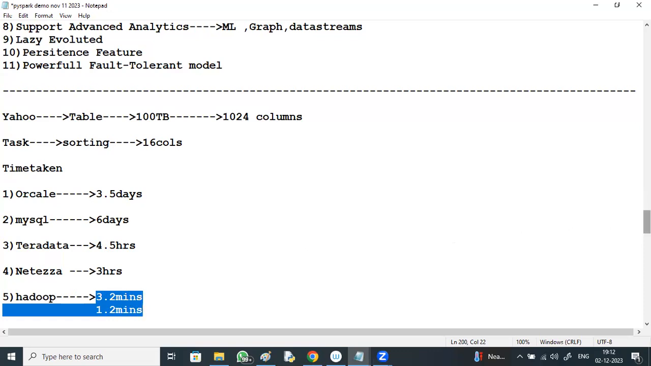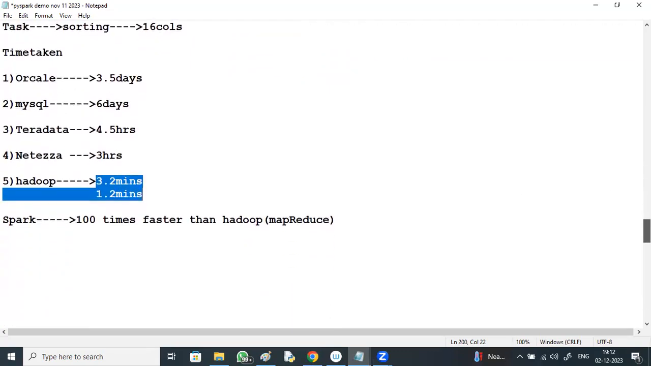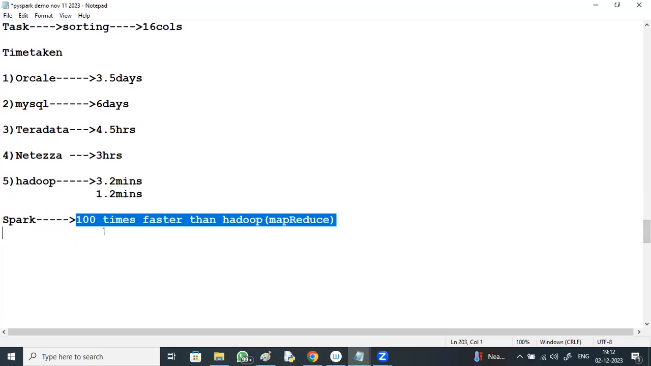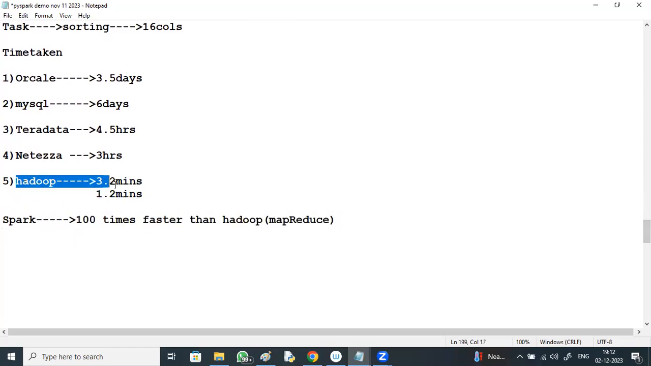Hadoop MapReduce. But Spark is 100 times faster than Hadoop. Imagine, Hadoop already has very fast speed, but compared to that, Spark is 100 times faster.